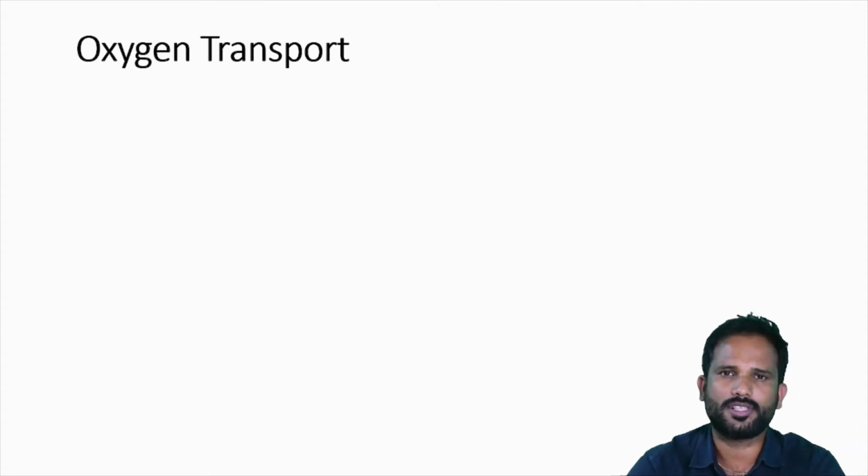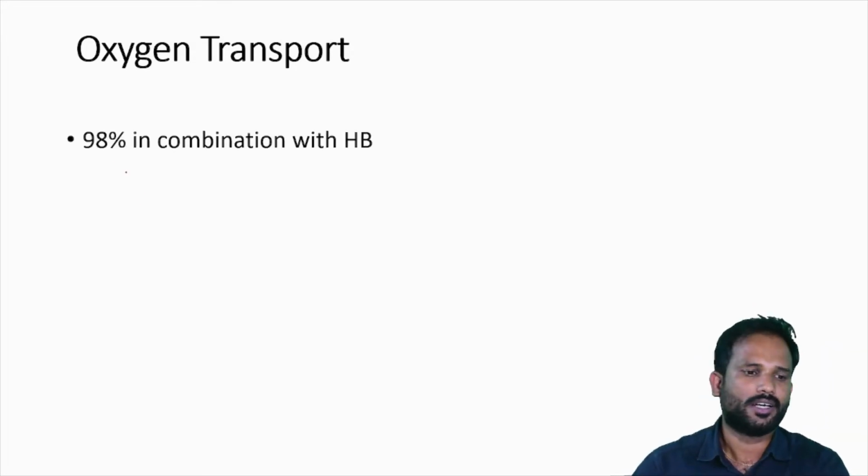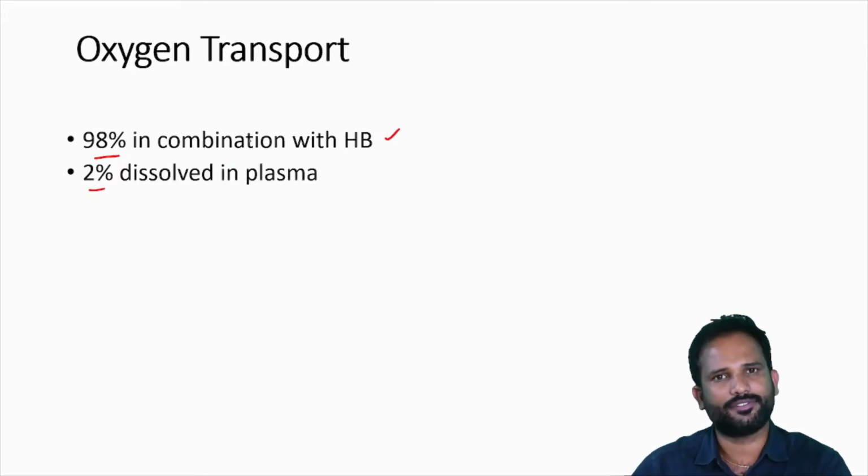Coming to the oxygen transport, it is of two types. One, it is physically dissolved in the plasma, and one, we have a specialized cell called RBC, with hemoglobin. So 98% is in combination with hemoglobin, only 2% is in physical dissolved solution, that is in plasma.